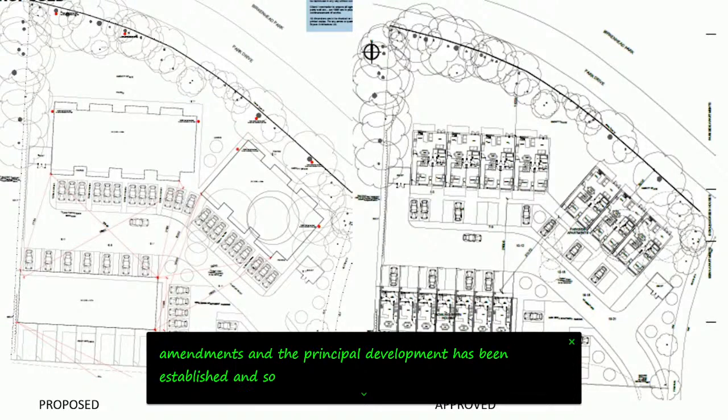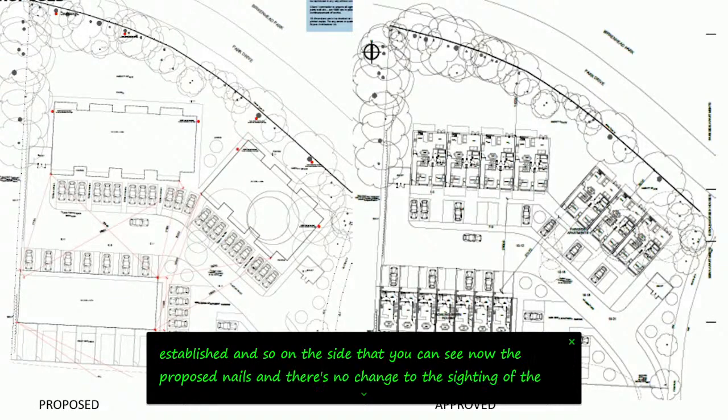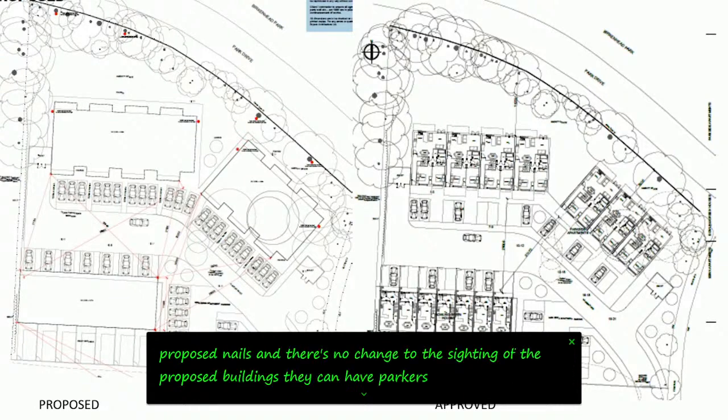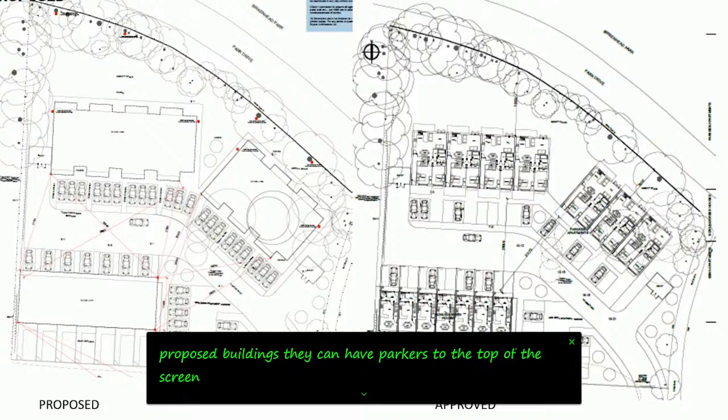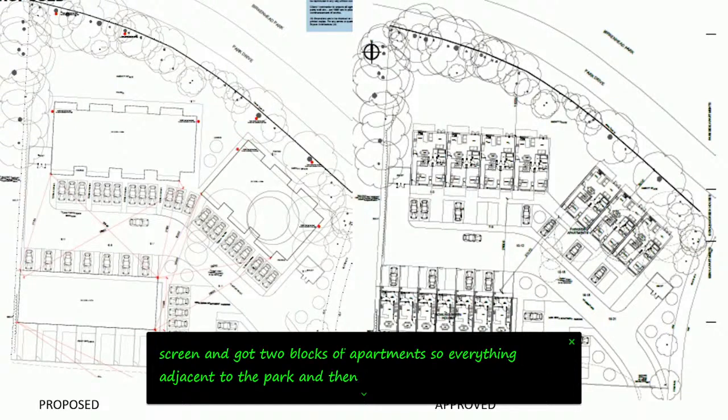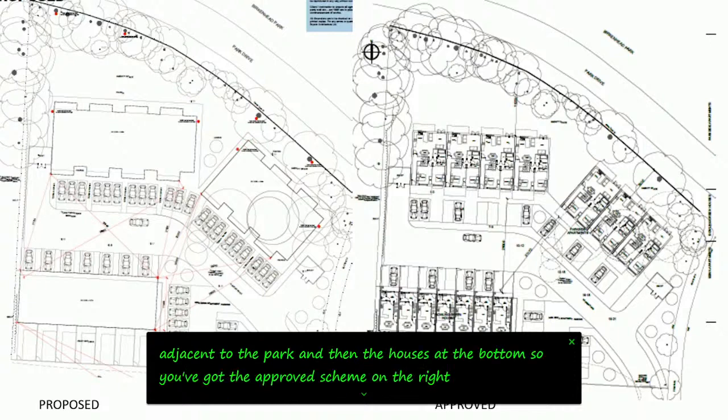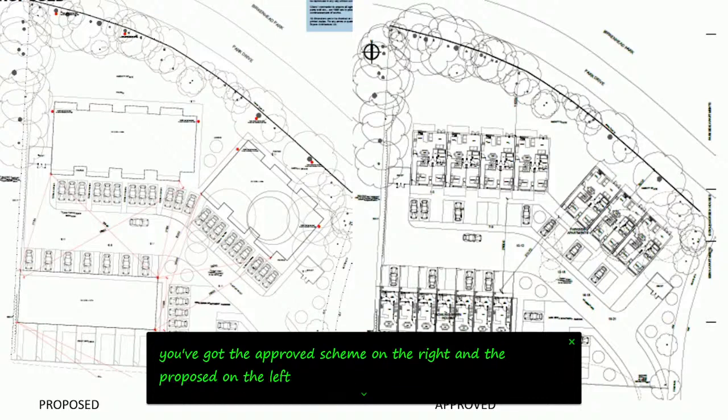So on the slide that you can see now, the proposed layout, there's no change to the siting of the proposed buildings. Birkenhead Park is to the top of the screen. You've got 2 blocks of apartments directly adjacent to the park and then the houses at the bottom. So you've got the approved scheme on the right and the proposed on the left. But as I said, there's no change to the footprint of those buildings.